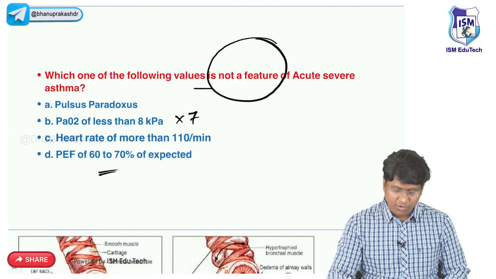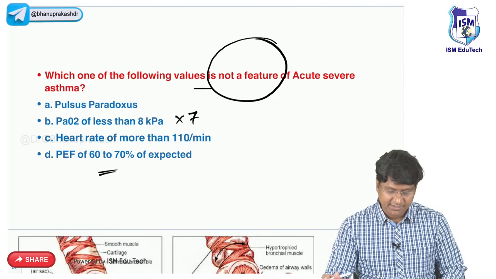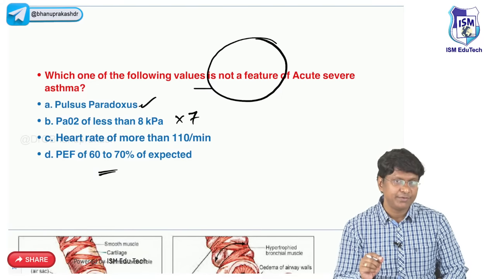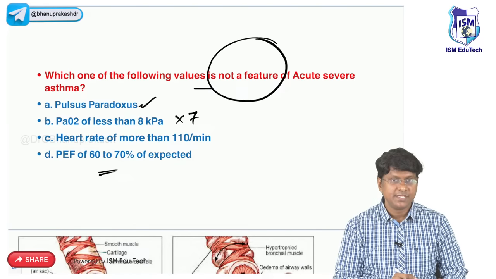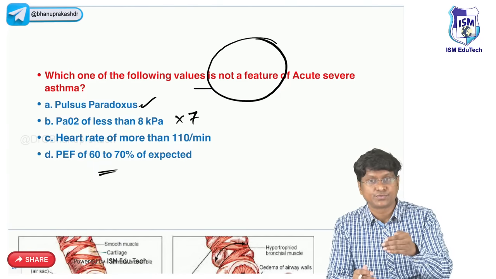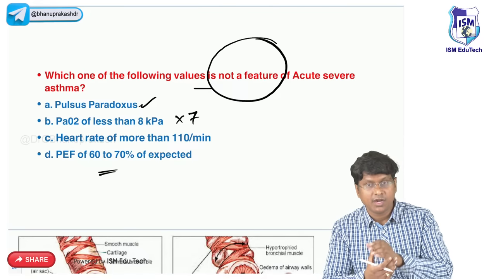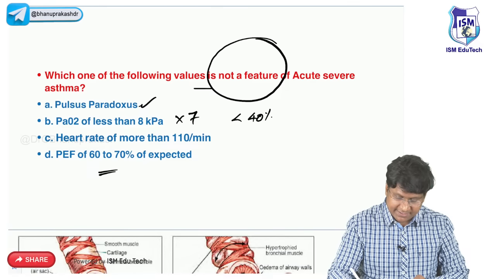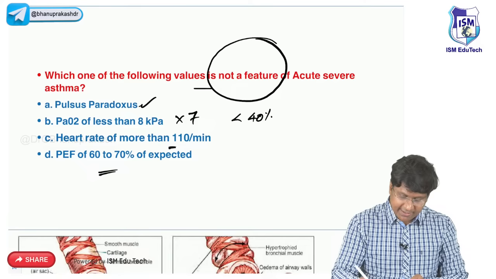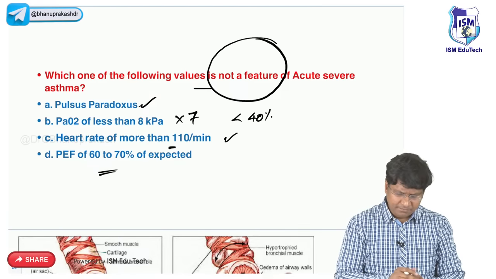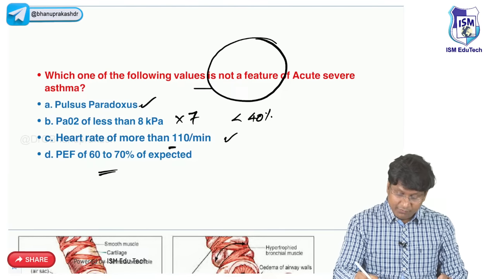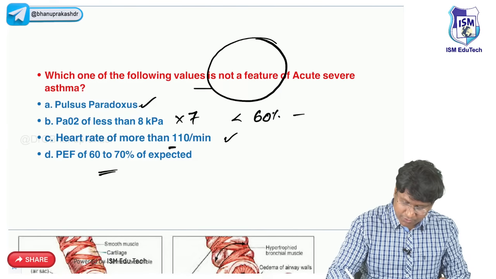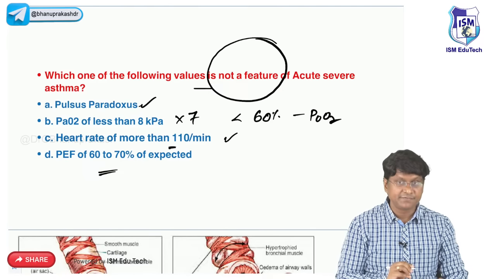In case of acute severe asthma, which is nothing but status asthmaticus, you will have pulsus paradoxus. And what will happen to your PaO2 value? The PaO2 value will be reduced. How much will it be reduced in acute severe asthma? The PaO2 value will be less than 60 mmHg, and here it is around 56 millimeters of mercury. And the heart rate more than 110, right? That is a true statement. But which of the following is not the feature? I'm sorry, one second, it should be less than 60. PaO2 less than 60, okay, right. Here it is 56, which is the correct point.